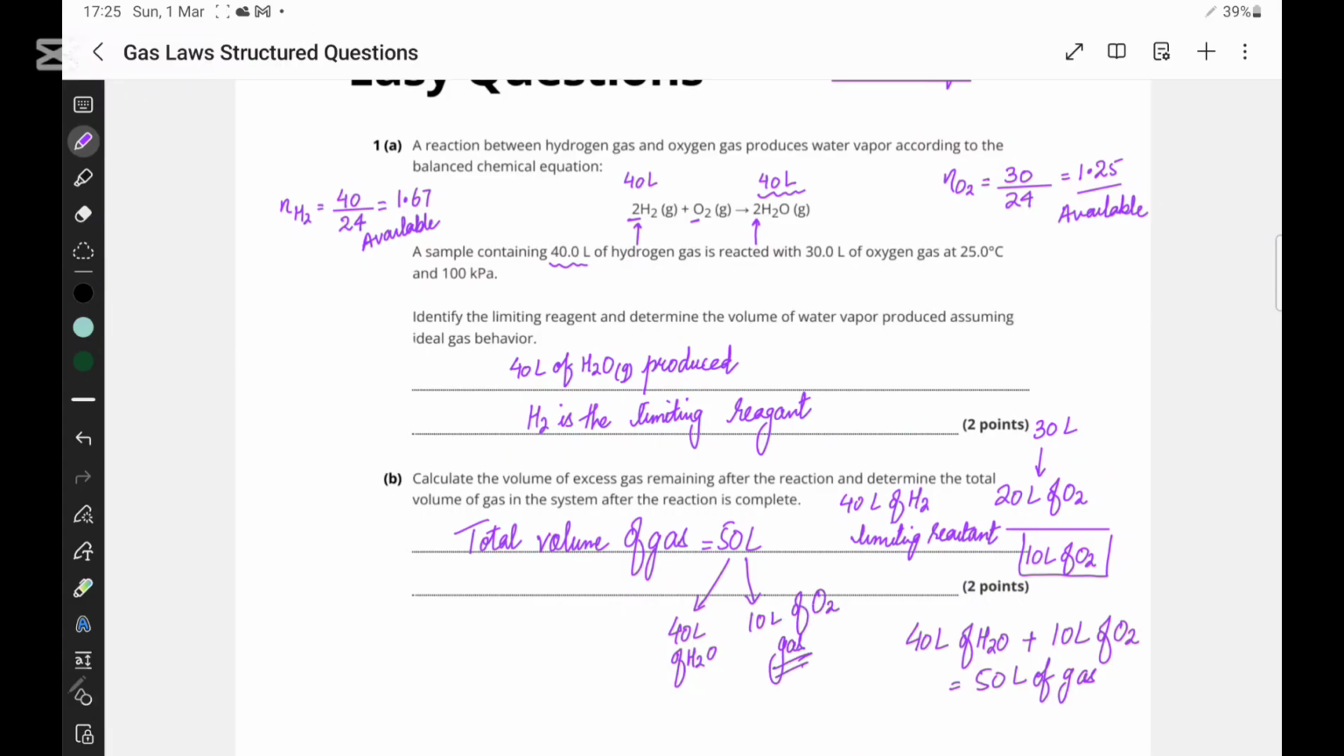Why 10 liter of oxygen gas? We have seen that total oxygen was 30 liter, but as hydrogen is a limiting reactant, it is reacting with 40 liter. It requires 20 liter of oxygen, but in fact we are entering 30 liter of oxygen. So excess is only 10 liters. So the total amount is going to be 50 liter of gas.